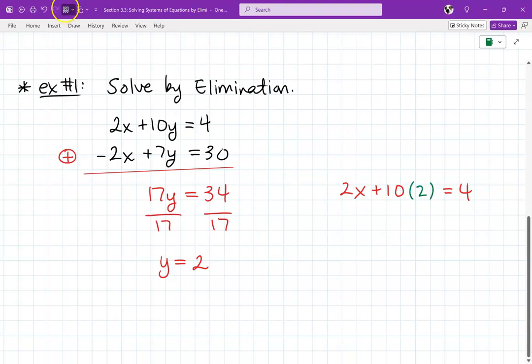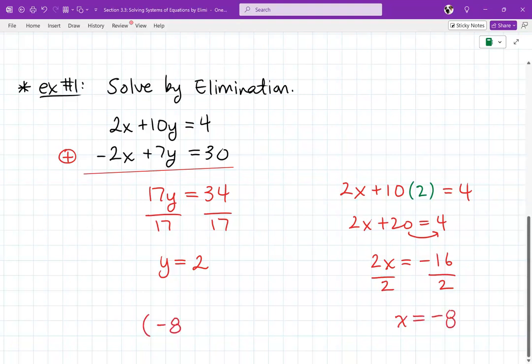That way you guys see that I plugged it into an equation, okay? So we picked the top equation. I'm putting in the value of 2 where the 10y is, so it's 10 times 2. So that gives me 2x plus 20 equals 4. I'll subtract 20 over to the right side. I get 2x equals negative 16. And if I divide both sides by 2, what's x equal to? Negative 8. The last step, write your answer as a point. Negative 8, comma 2.